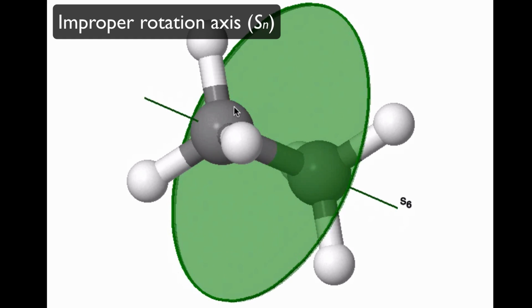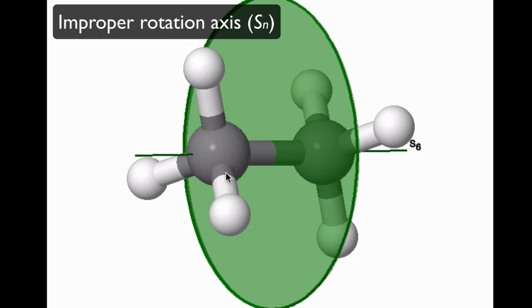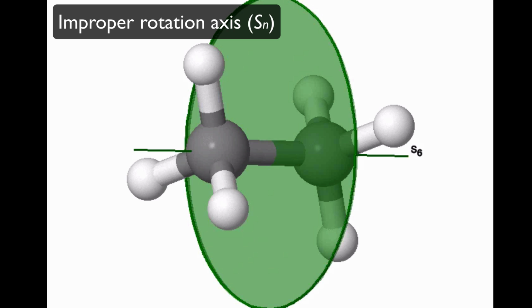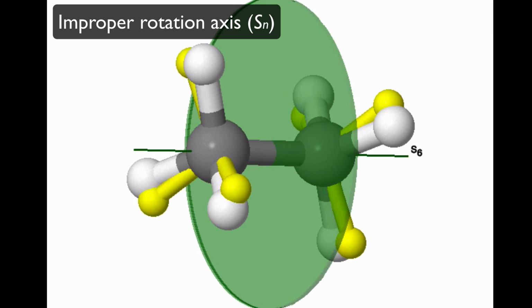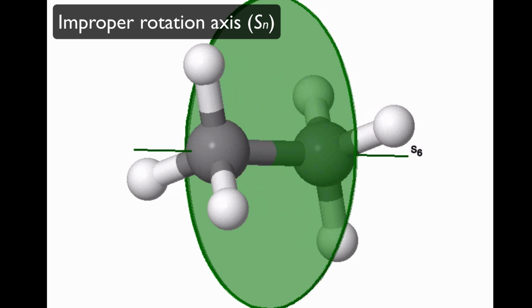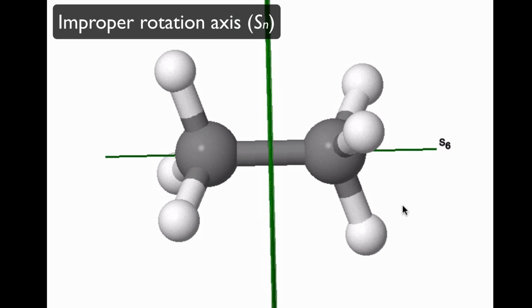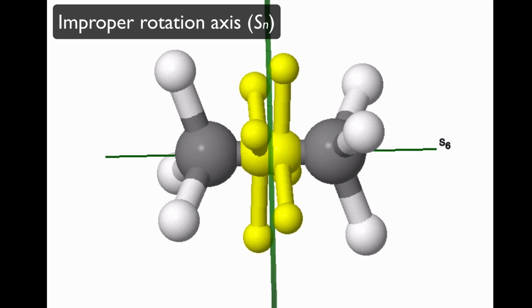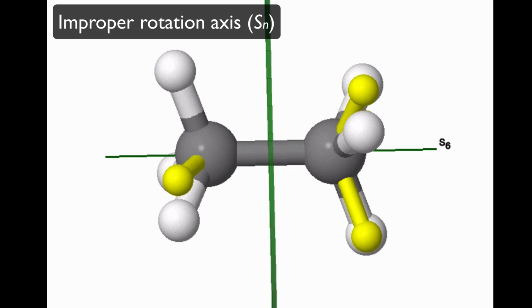Let's look at it from another angle. Okay, I think that would be a good one. There we go again. Rotate by 60 degrees and then reflect through that plane, and we end up with the apparently unchanged molecule. Rotation, reflection.